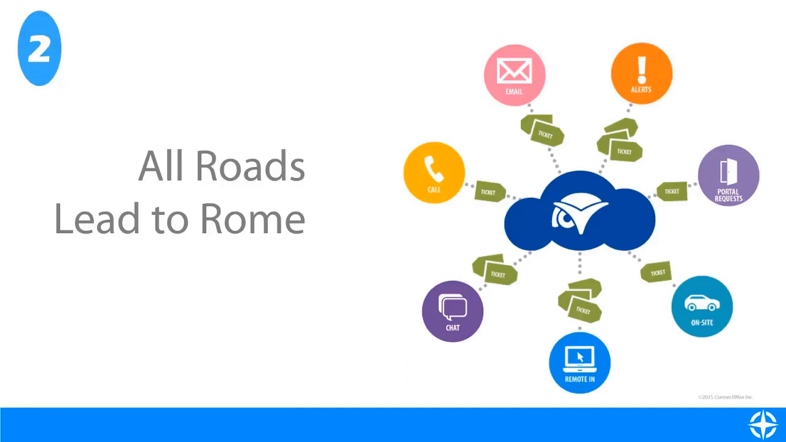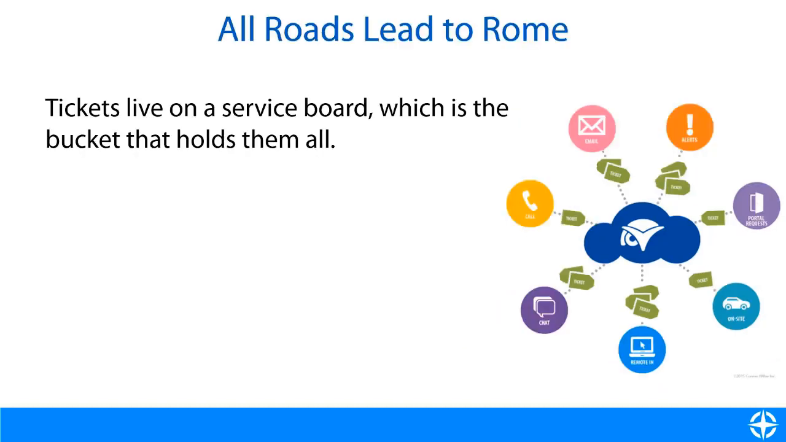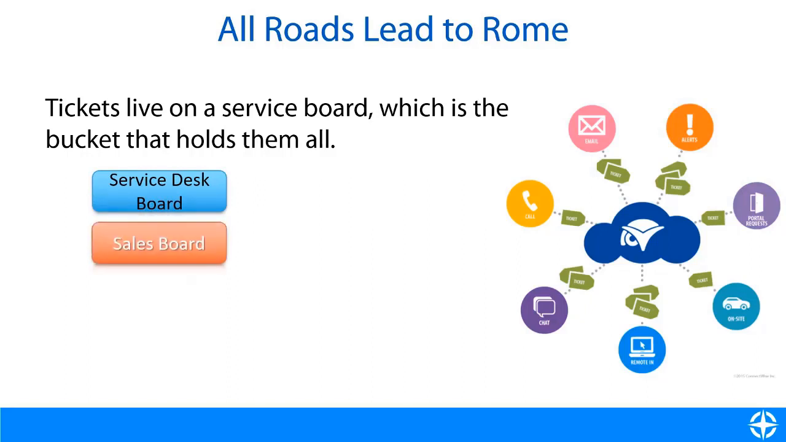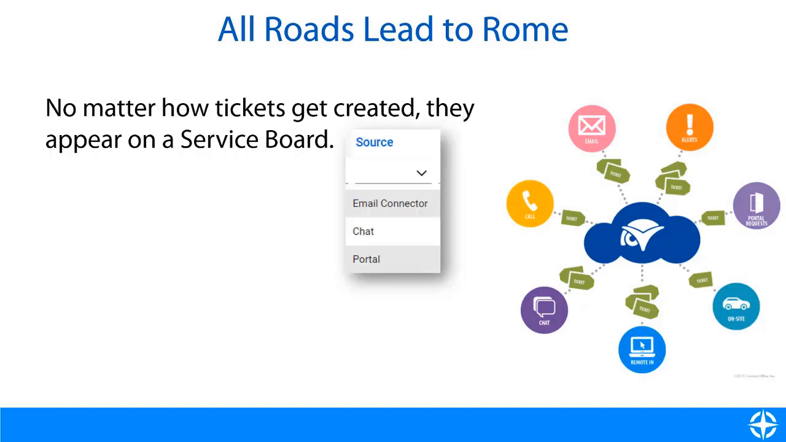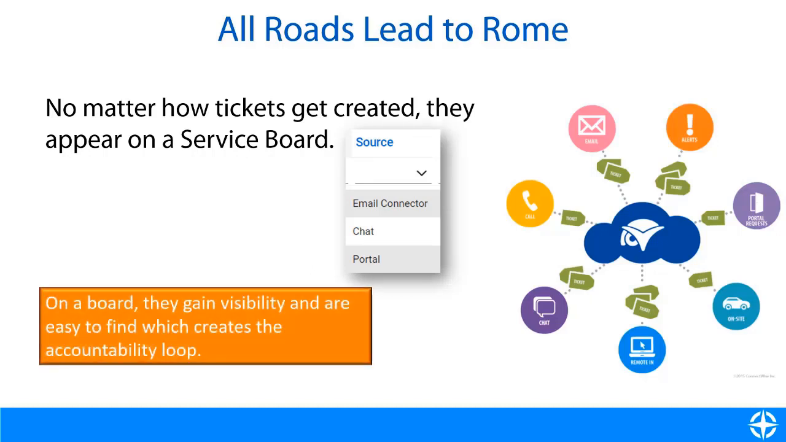Best practice number 2, all roads lead to Rome, or a service board. Tickets live on a service board, which is the bucket that holds them all. You can have different boards to differentiate types of business operations. For example, a service desk board for customer issues, sales board for sales inquiries, projects board for development tasks, and admin board for internal and administrative duties. No matter how tickets get created, they appear on a service board. This gives them visibility and are easy to find, which creates the accountability loop.